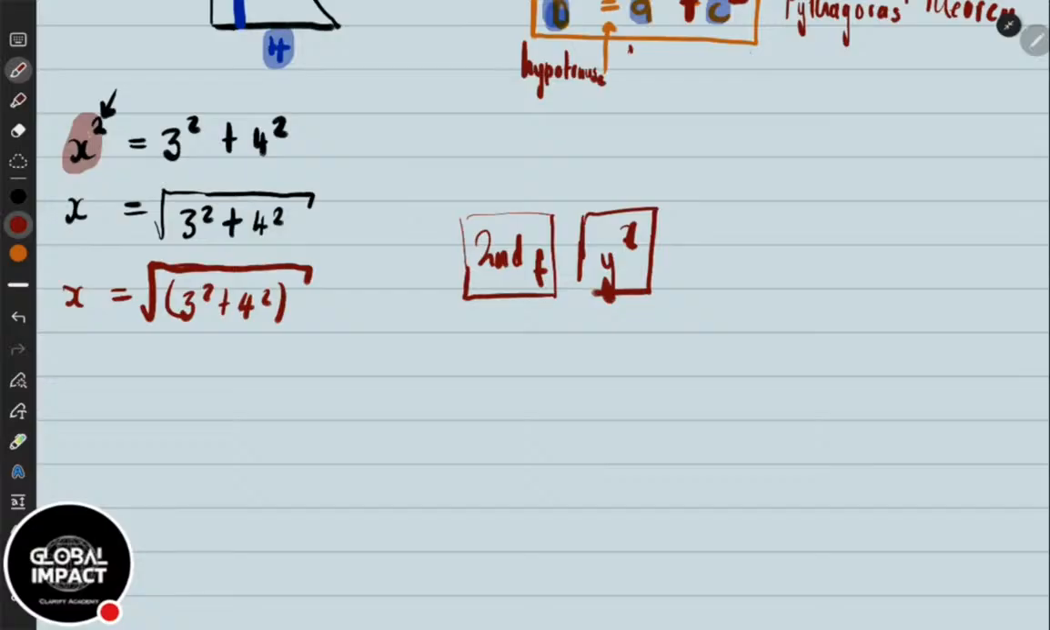Send me the pictures of your calculators in the group chat right now, so that I see them and I can tell you how to do them.